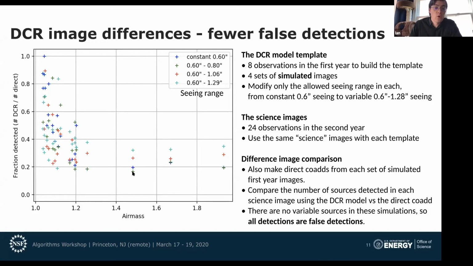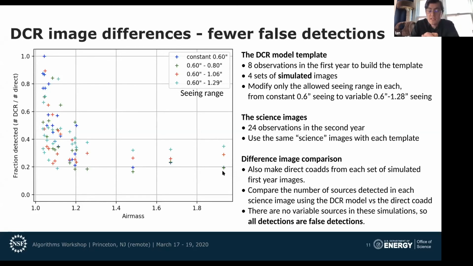But the quality of the fit of the model gets worse as the range of seeing increases. Because as the range of seeing increases, trying to do your iterative forward modeling is less and less exact. So each one of these columns is a different science observation, and exactly the same science image is then used 8 times with 8 different templates, both the DCR coadd and direct coadd, and the 4 different ranges of seeing that went into the template.